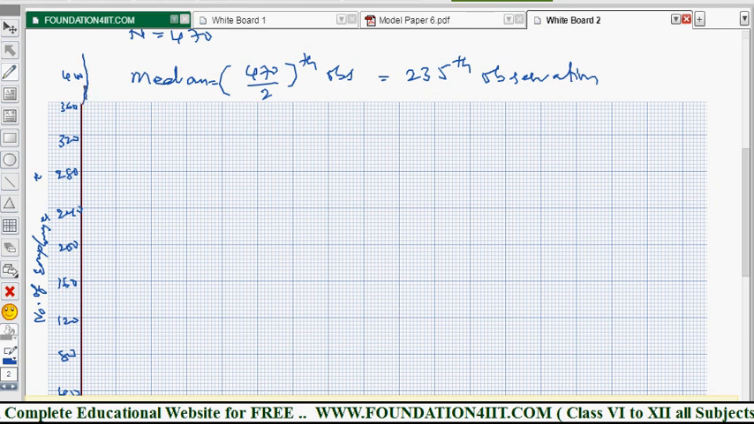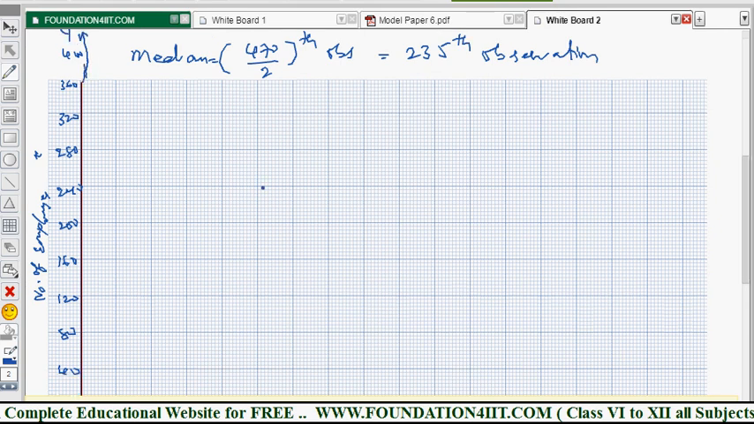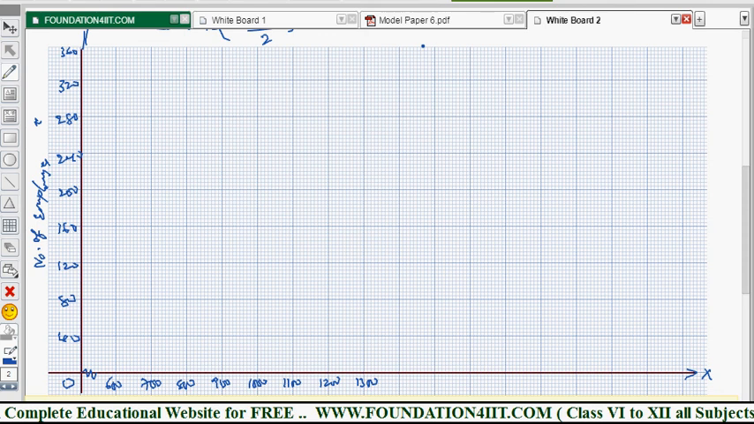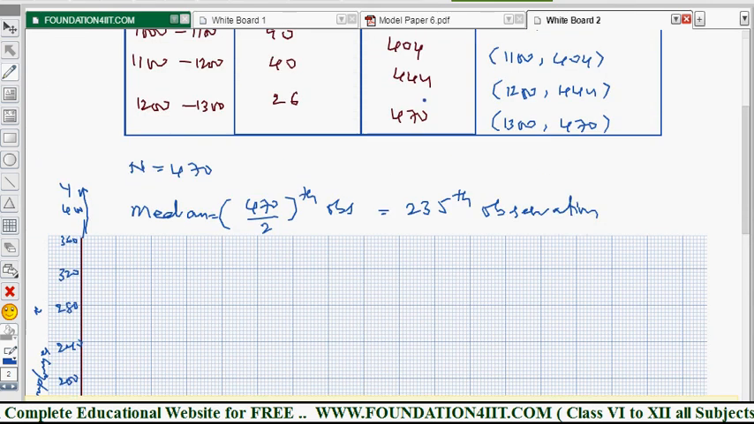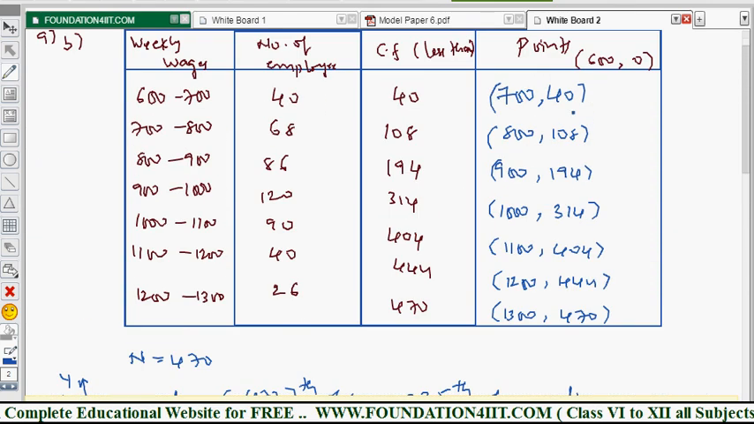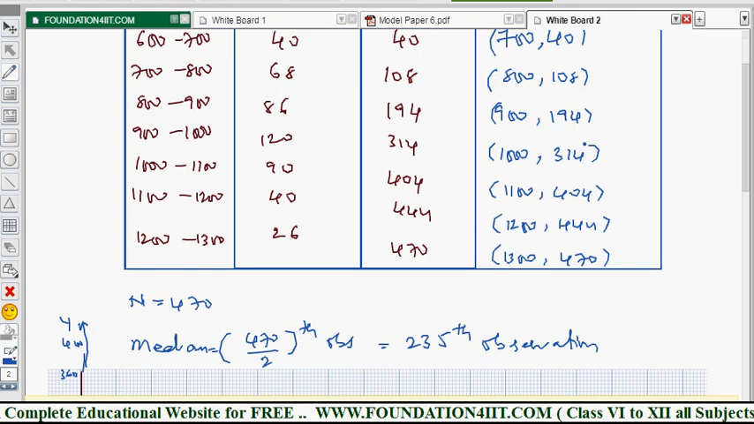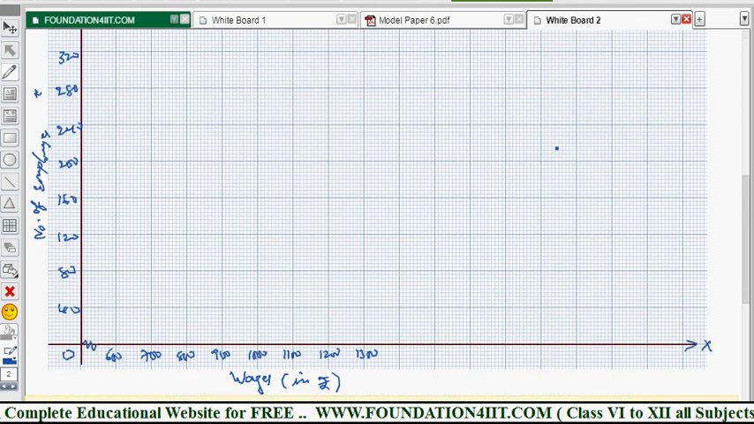Okay, extend this more. Only carefully can we plot this. By using this table only we need to plot. So for 700 it is 40, for 800 it is 108, and for 900 it is 194. Plot these and you can draw the curve if you join those points. For 600 it's 0 and for 700 it's 40. Accurately, you just need to join this carefully, and you will find it easy.